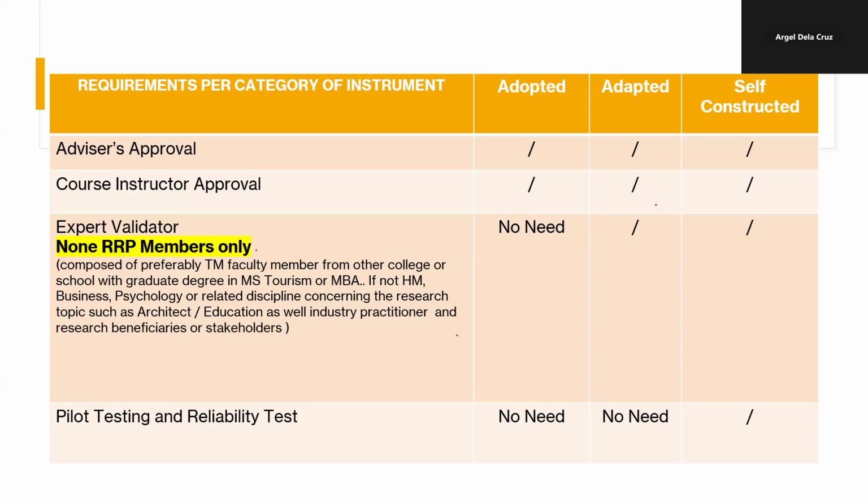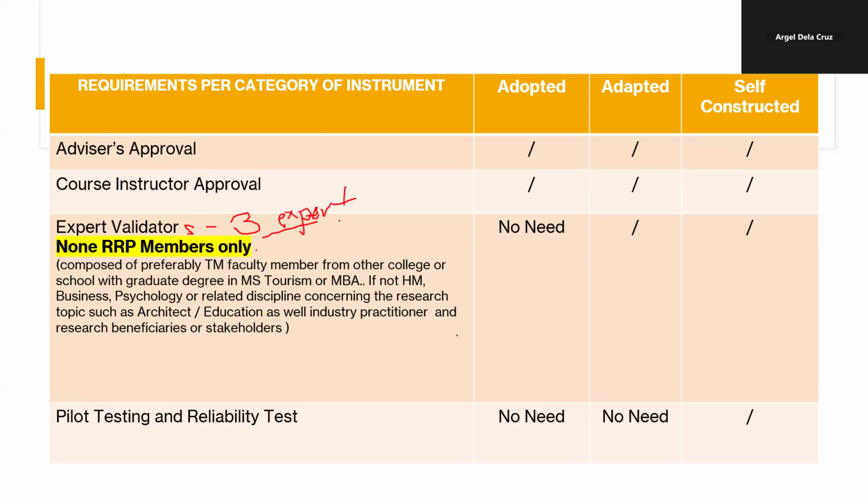Next, if adapted, okay. So again, same flow. Advisor approval, course instructor approval, and then expert validators. Your expert validators should be composed of 3 members. Okay. Three experts.